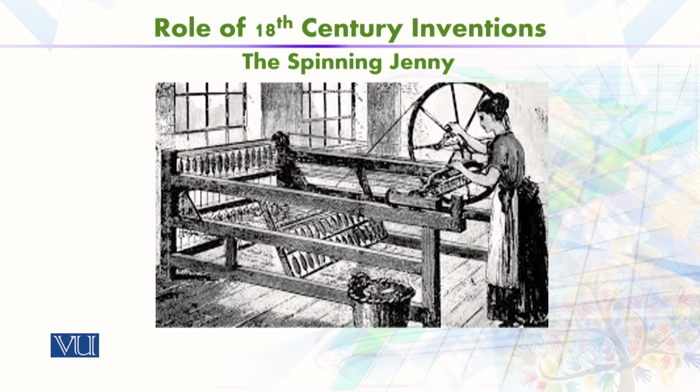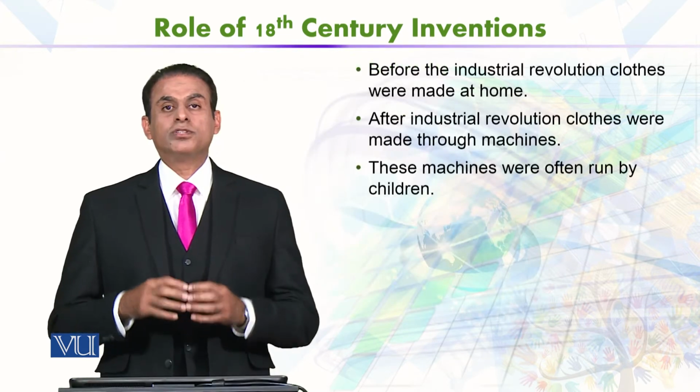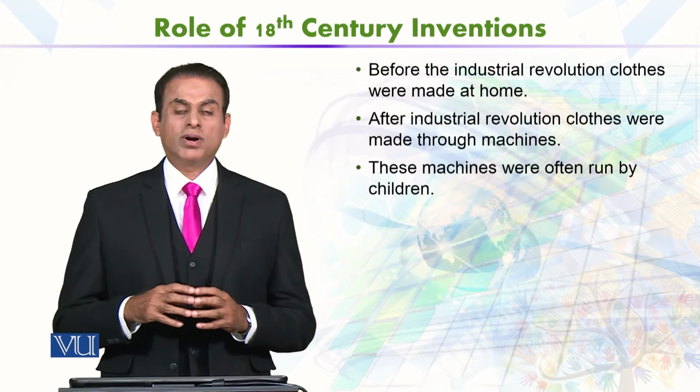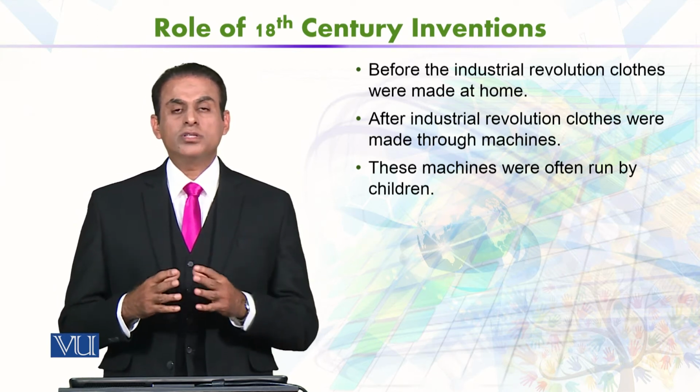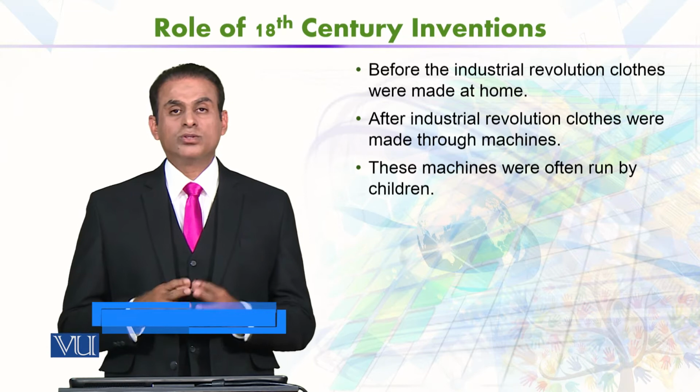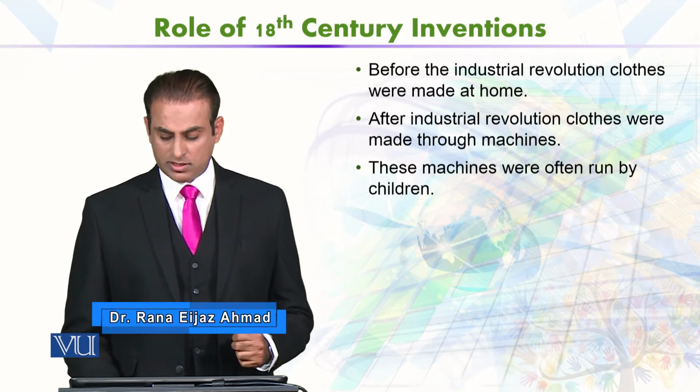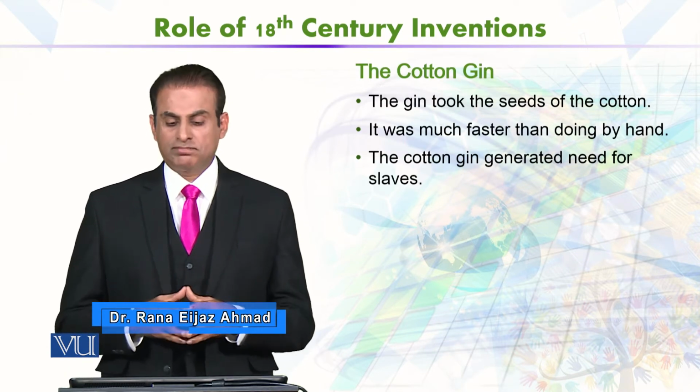Here is a slide that you can see of how the spinning jenny works. Before the Industrial Revolution, people used to make clothes at home. But after the Industrial Revolution, they were being made through machines. And who was operating those machines? Interesting. Children.